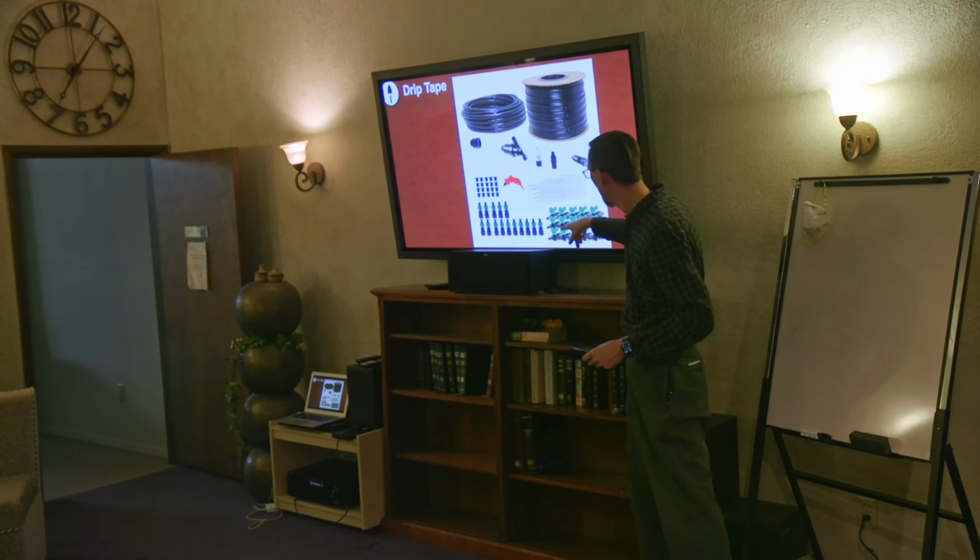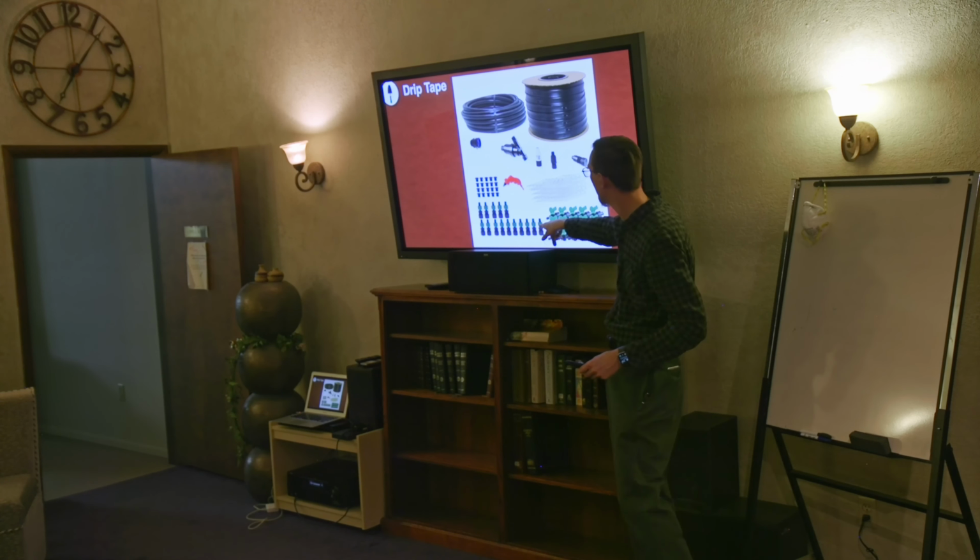And then these are, I think, I'm not sure what those are exactly. They go on the end. I think that's for like garden hose thread or some kind of threading system, I think is on the bottom of those, and then the pipe would go over the end there. And these are valves that you put on.